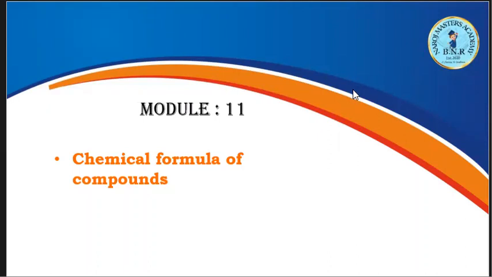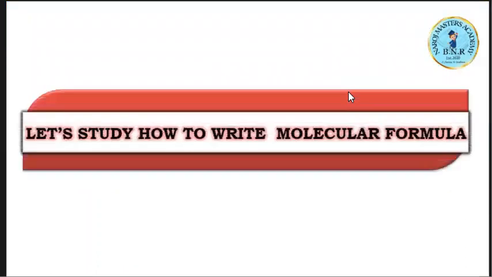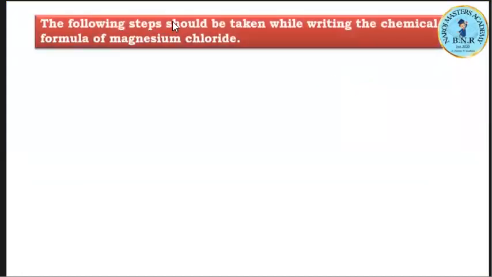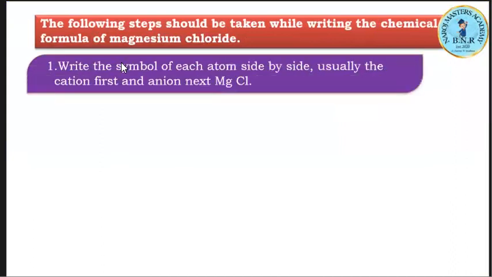Now the chemical formula of compounds you can see here. Let's study how to write the molecular formula. The following steps should be taken while writing the chemical formula of magnesium chloride. Magnesium is Mg and chlorine is Cl. How to write the molecular formula for magnesium chloride is very, very important.